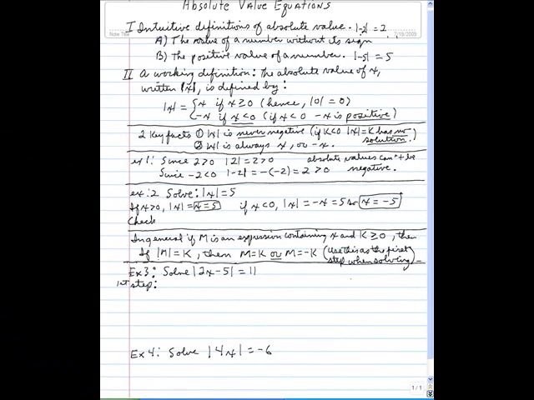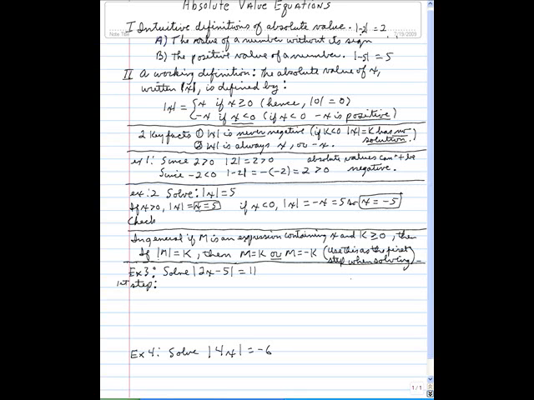Let's go on to example 2. Here's the simplest type of equation we can solve. It says solve the absolute value of x is 5. Well, what numbers could solve that? We'll go by our definition since it's a working definition. It says if x is greater than 0, the absolute value of x is x. So I write that.